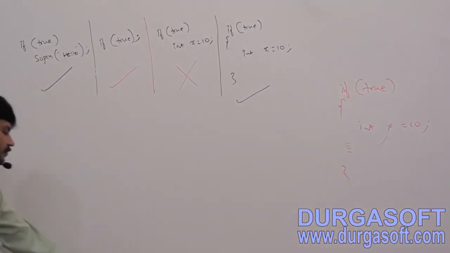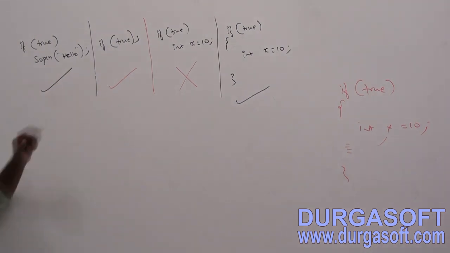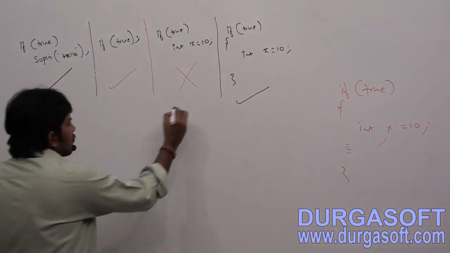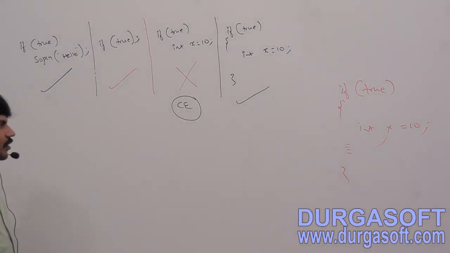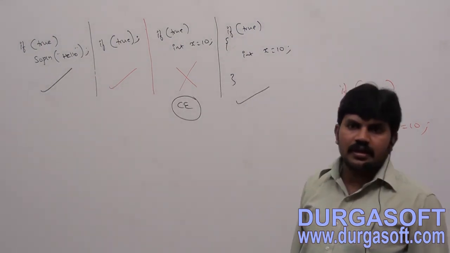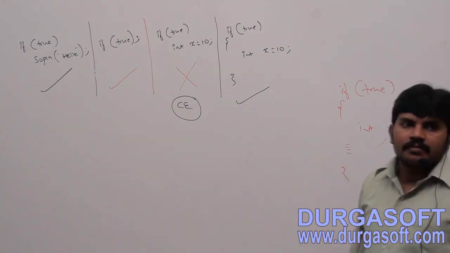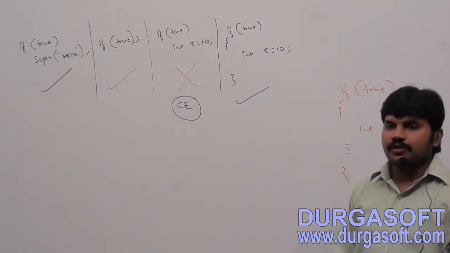Take first one, valid. Second one, valid. But the third one, compile time error. Without curly braces, only one statement is allowed, which should not be declarative statement. By mistake, if you are trying to declare, compile time error you are going to get.